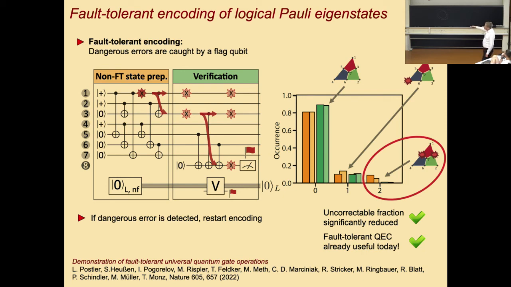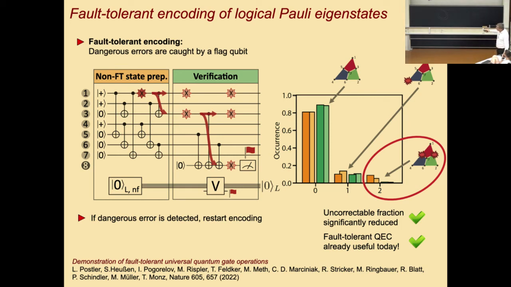Single errors are not allowed to lead to any failure anymore. These are sorted out. And only in the unlikely event that you have really two errors happening in the preparation procedure, that will still lead to a slight fraction, below 1% or so, of uncorrectable errors. Again, what you see here is that using this fault-tolerant, more complicated scheme is actually better than using the non-fault-tolerant scheme for this encoding.